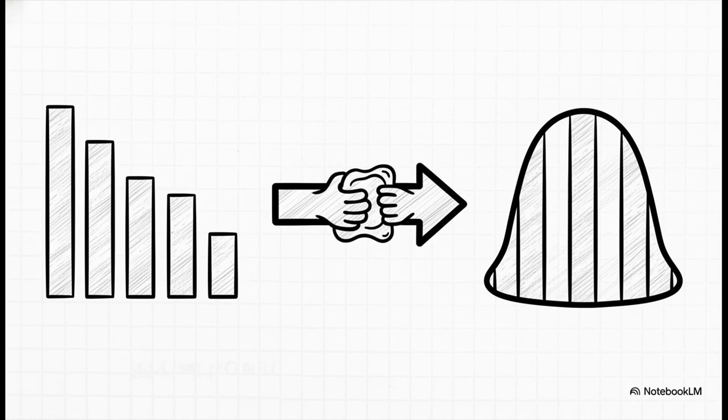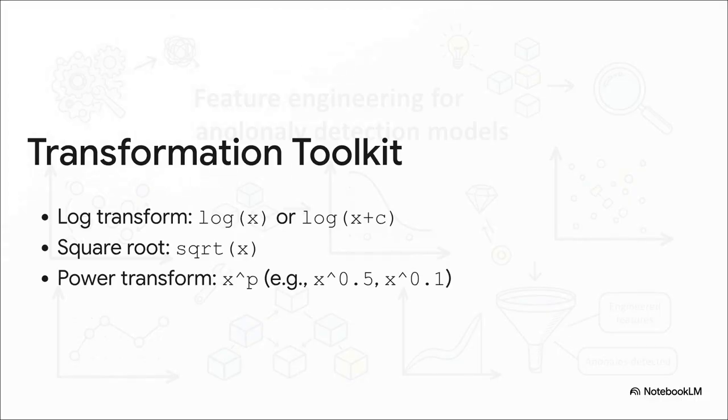We don't need to go out and get brand new data. We just need to reshape the data we already have. It's kind of like tuning a guitar before you play a song. We're just getting our features into the right key so the algorithm can really sing. And here's your toolkit for doing just that. These are really simple but super powerful mathematical tricks. You could try taking the logarithm of your feature, or maybe just a simple square root will do it. Or you can get a little fancier with a power transform.